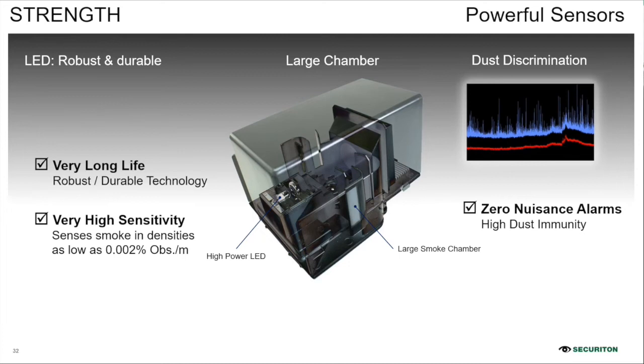Another important feature of SecuriTron ASD is the large chamber. So large smoke volumes can be sampled, and early detection, if you compare with other systems, is available with us. The feature of dust discrimination makes SecuriTron ASD nuisance alarm free. I can take responsibility and say that our system is almost nuisance free.